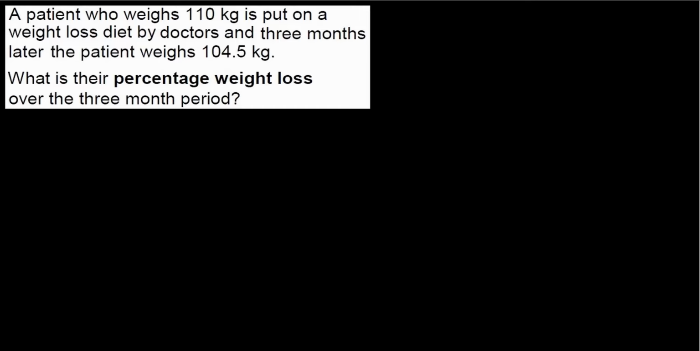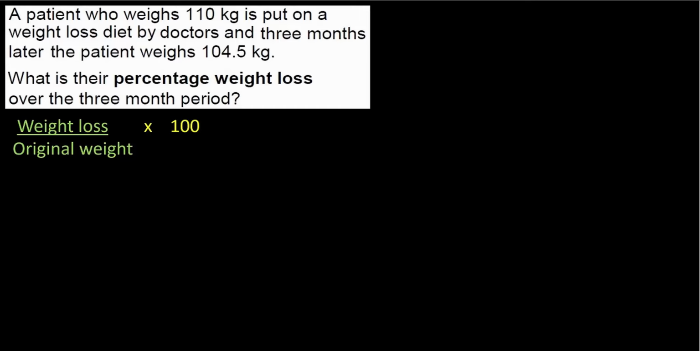A patient who weighs 110 kilograms is put on a weight loss diet by doctors, and 3 months later the patient weighs 104.5 kilograms. What is their percentage weight loss over the 3-month period? Let me share with you the formula that I think is going to be most effective here. We'll work out the weight loss, and then we will put weight loss over original weight and multiply by 100. In other words, we will express the weight loss as a proportion of original weight, and then to turn that proportion, that fraction, into a percentage, we simply multiply by 100.